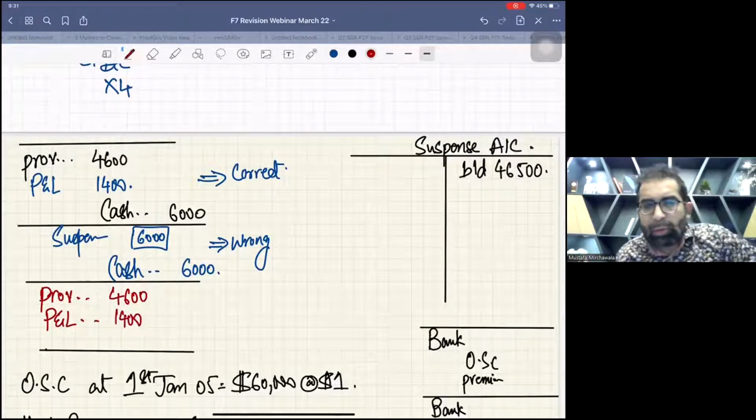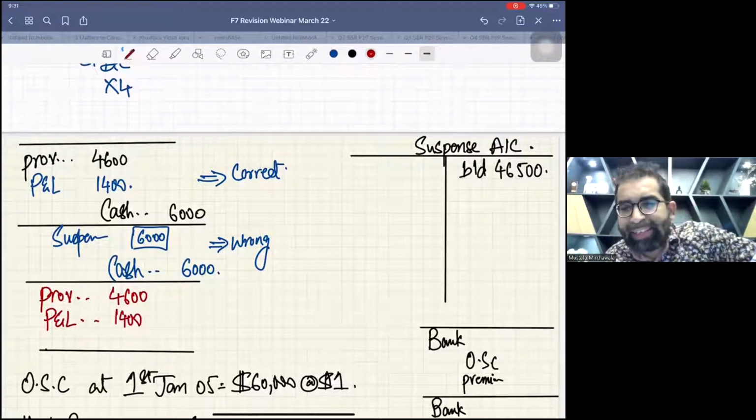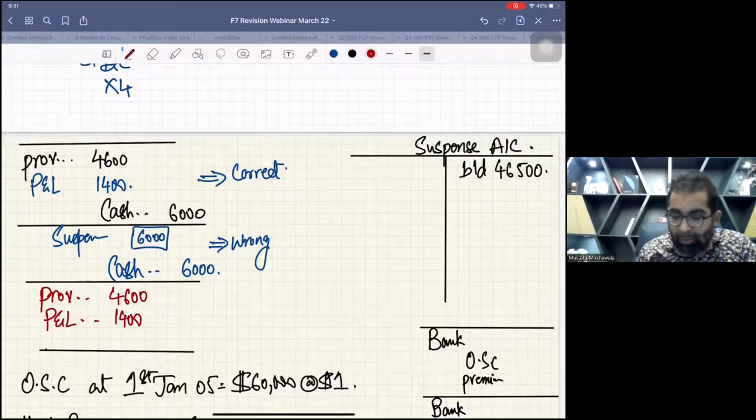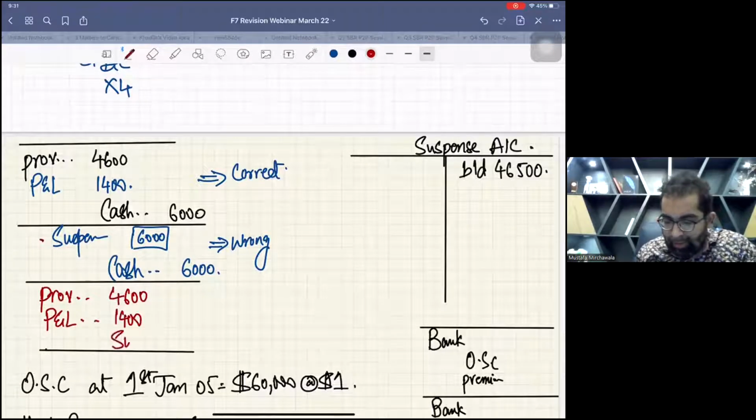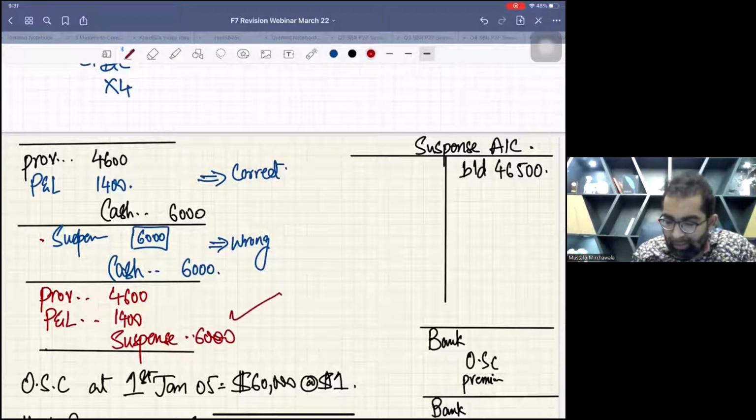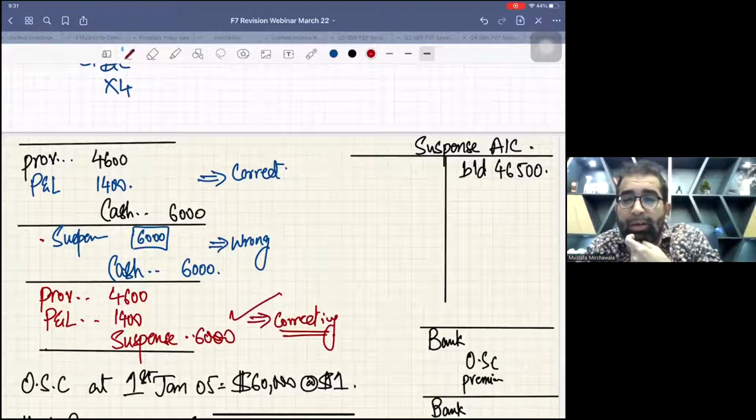And now, you know, in the correcting entry, our objective is to close suspense account. And we opened suspense account on the debit side. Let's close the suspense account 6,000. This is the correcting entry. This is called correcting entry.